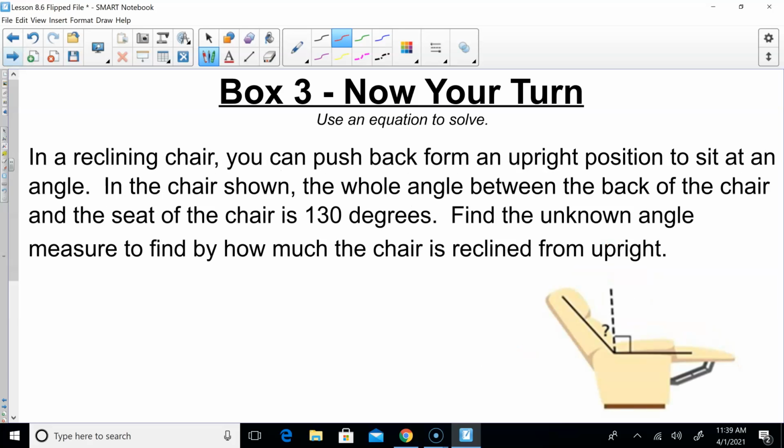And last but not least, a great place that I like to rely on is a reclining chair. You can push back from an upright position to sit at an angle in the chair shown. The whole angle between the back of the chair and the seat of the chair is 130 degrees. Can you find the unknown angle measure to find out by how much the chair is reclined from upright? So that little question mark right there, can you figure out what is the angle of the question mark? Notice they gave you a little hint, even though nothing is measured, they do have one labeled for you. Wink, wink. So good luck on this problem.